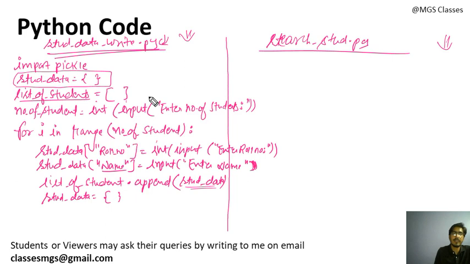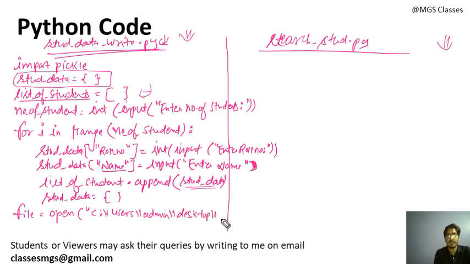Now we will write it into some binary file. So for that I will create some file object here, and I will use the open method. You will write the file path. Let's suppose I am using C, users, admin, and then desktop, then some stud_data file. You can use any extension; I am using the .dat extension, and I am going to open it in write binary mode, and then I will use the pickle module to write into this file.